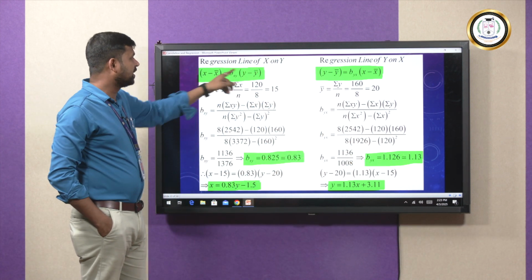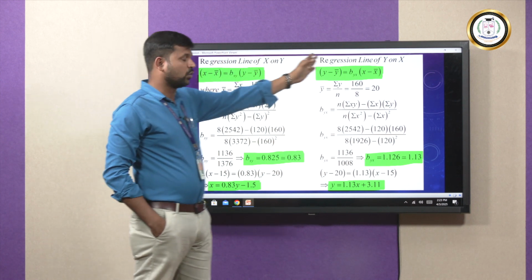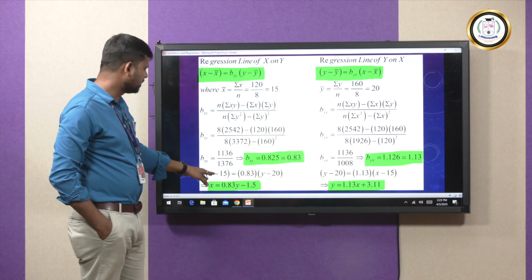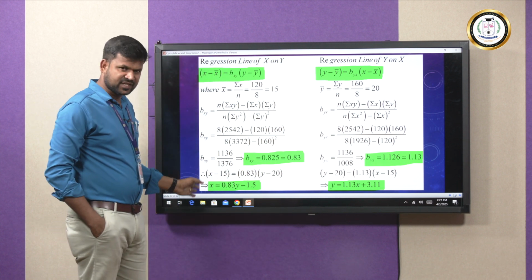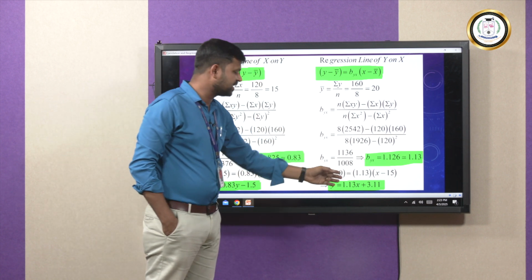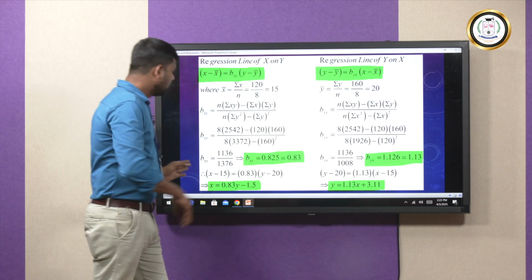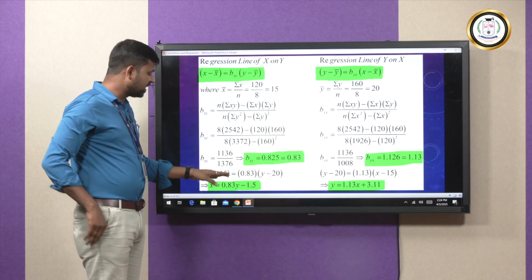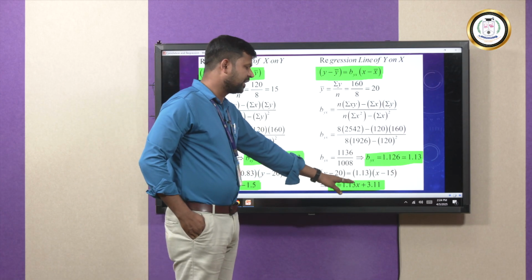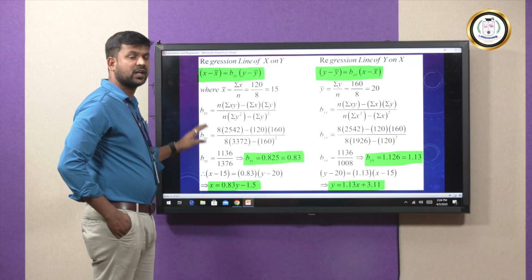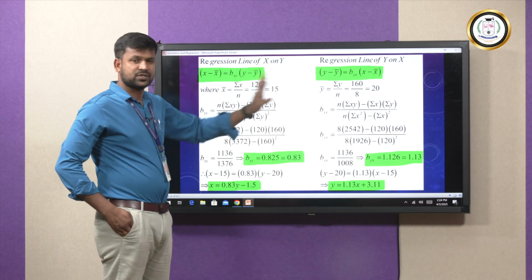Finally, substitute the data into the regression line of x on y as well as y on x, so that x minus 15 equals the bxy value times y minus y bar. Here also the same, similarly. Then we need x on one side just for x on y, and we need y on one side just for y on x. So you just multiply and simplify the terms. The final result will be x equal to 0.83 y minus 1.5, and y equal to 1.13 x plus 3.11, which are the regression equations of x on y as well as y on x.